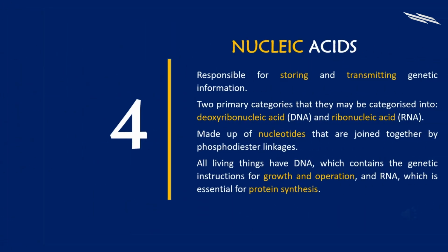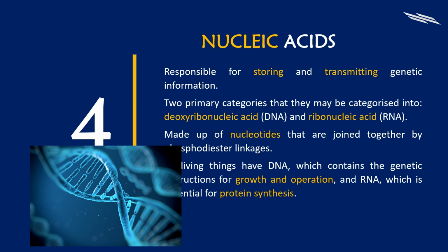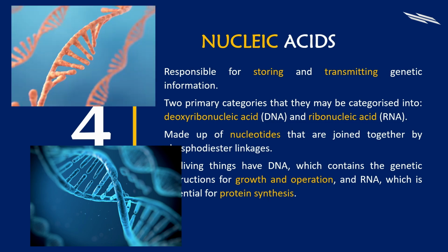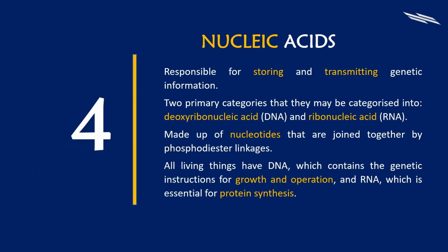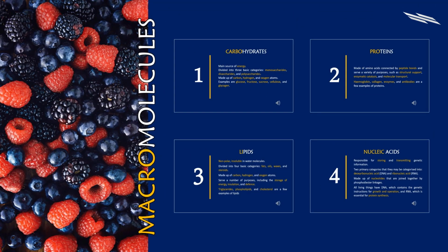Lastly, the macromolecules known as nucleic acids are responsible for storing and transmitting genetic information. There are two primary categories that they may be categorized into: deoxyribonucleic acid, DNA, and ribonucleic acid, RNA. They are both made up of nucleotides that are joined together by phosphodiester linkages. All living things have DNA, which contains the genetic instructions for growth and operation, and RNA, which is essential for protein synthesis. In general, the four main macromolecules present in living things are nucleic acids, lipids, proteins, and carbohydrates.